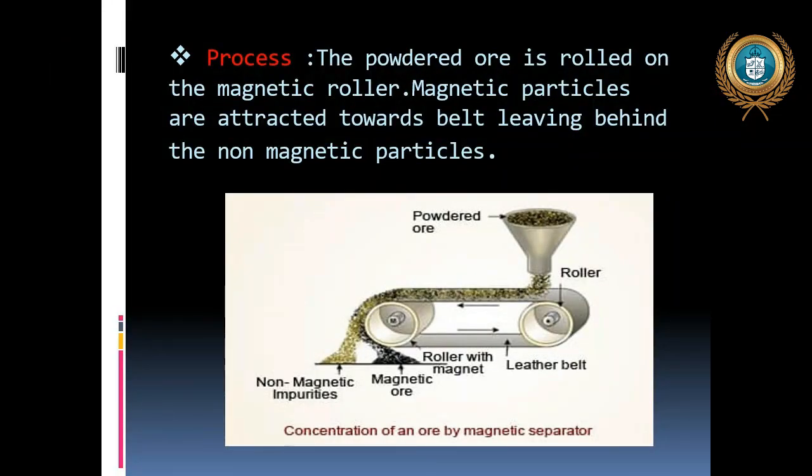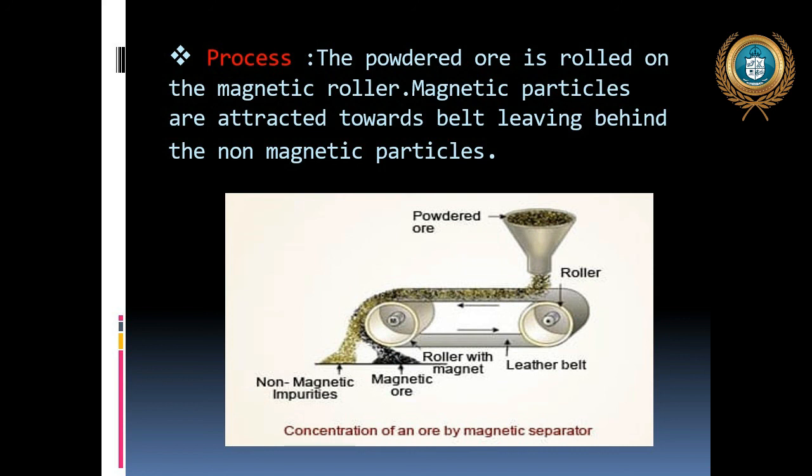So it is a very easy method. We have seen in the video, they have explained very clearly. So once again, let's discuss the process. Here, this is the picture of the magnetic separation method. Here, the powdered ore is rolled on the magnetic roller. So there are two types of roller. One roller is magnetic, another roller is a plain roller. The magnetic particles are attracted towards the belt, leaving the non-magnetic particles separately. So by looking at the picture, you can understand how the process is happening. So this is the concentration of ore by the magnetic separator.